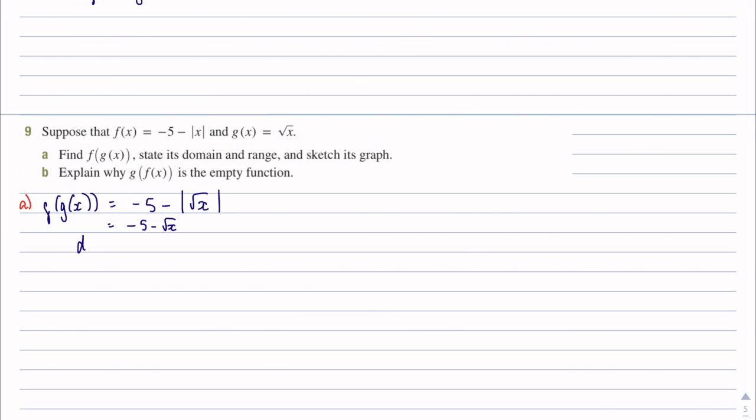The domain and range: the only thing we can't have is x has to be greater than or equal to 0, because we can't have negatives under a square root. The range: if x is always greater than or equal to 0, then root x is always greater than or equal to 0. So negative 5 take root x is always going to be less than or equal to negative 5. It's always going to be below negative 5. So y less than or equal to negative 5.